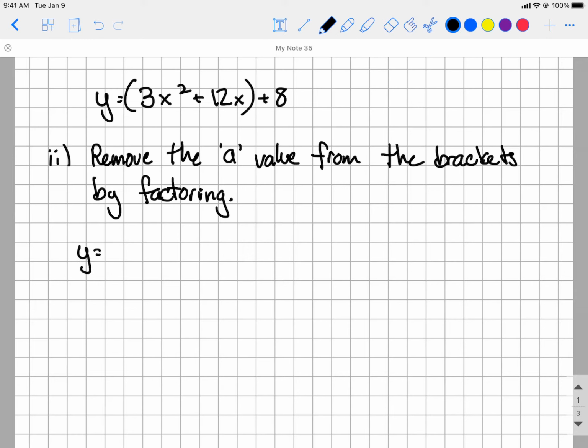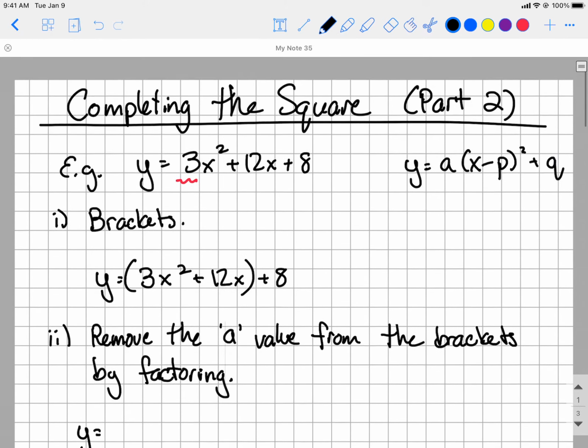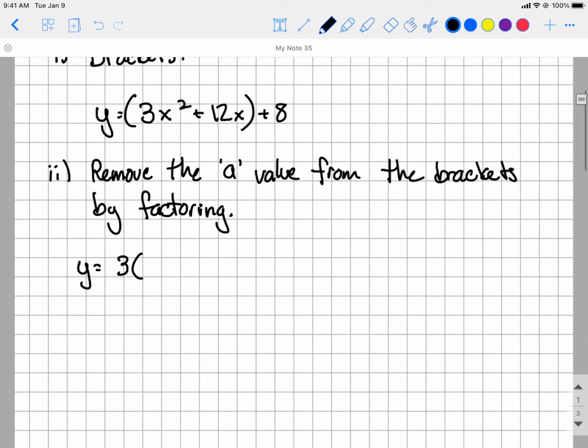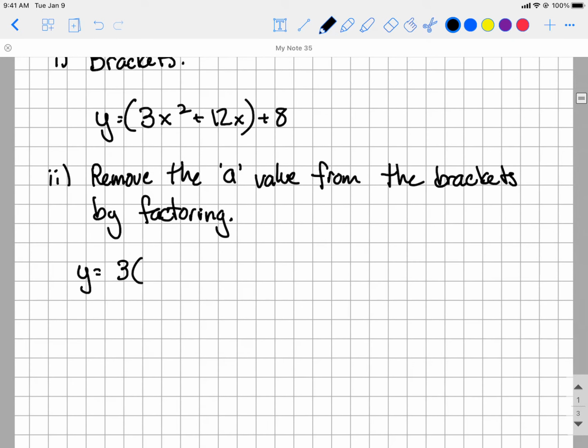One thing to be aware of is it won't always divide nicely. So if that had been, say, a 10x instead of a 12x, we would still have to divide it by 3, which means you get either fractions or decimals. In our case, it does divide nicely, so we're just going to take our 3 out from both 3x squared and 12x. So 3 divided by 3 just gets us an x squared, and 12x divided by 3 gets us a 4x. And we still have that plus 8 at the end.